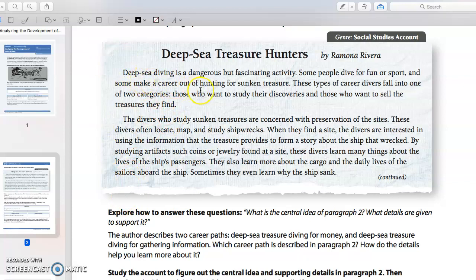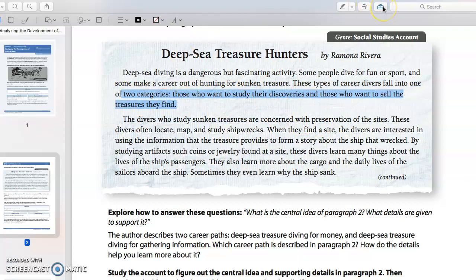Deep sea diving is dangerous but a fascinating activity. Some people dive for sport, or some make a career out of it, and they're hunting for sunken treasure. These types of career divers fall into one of 2 categories. So this seems important because it looks like we're talking about treasure hunters. So 2 categories: those who want to study their discovery and those who want to sell their discovery.